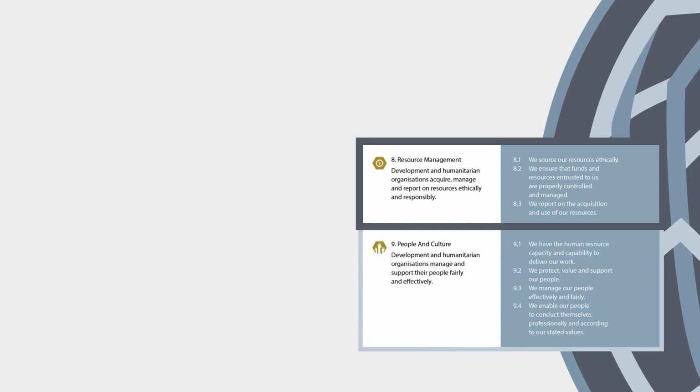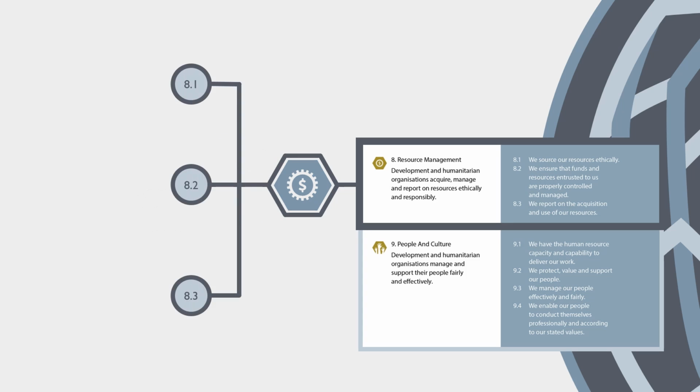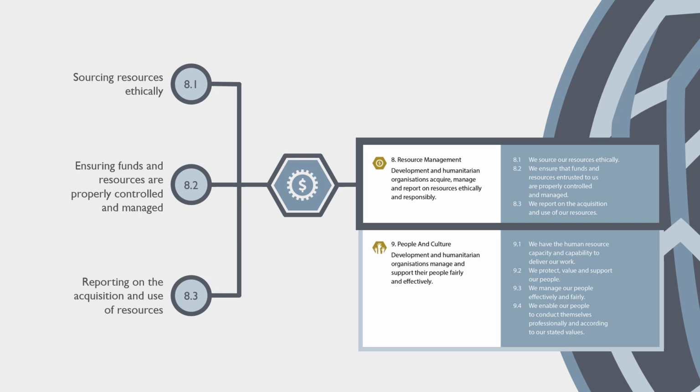Here's another example. Quality principle number 8 is resource management. This quality principle requires us to acquire, manage and report on resources ethically and responsibly. Its 3 commitments focus on sourcing resources ethically, ensuring that funds and resources are properly controlled and managed, and reporting on the acquisition and use of resources.